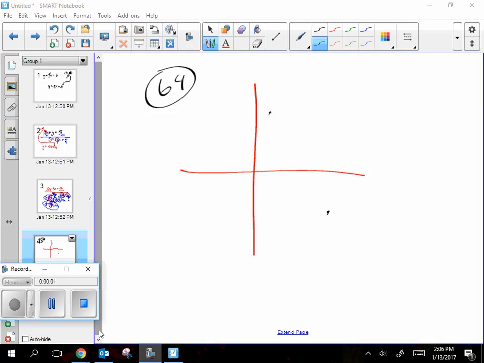Number 64 out of our packet. And number 64 looks kind of like this. It's got two dots that are prominent, and then it's got a line through them. And what does it ask? It says write the equation in slope-intercept form.